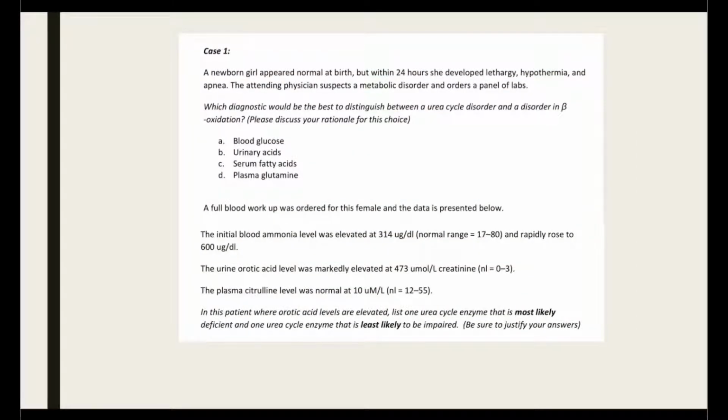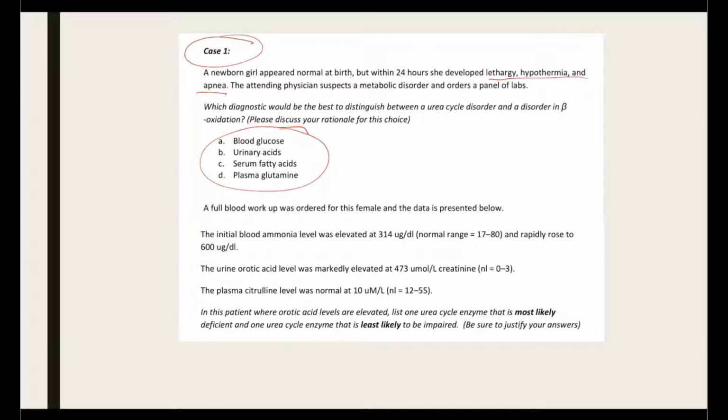So the first case that I chose is Case 1. Here the patient is a newborn girl who initially appeared normal but later developed symptoms of being lethargic, hypothermic, and had apnea, which is difficulty in breathing. So the attending physician ordered a panel of labs, and from these choices, I need to pick which one would be the best to distinguish between a disorder of the urea cycle and a disorder in beta oxidation.